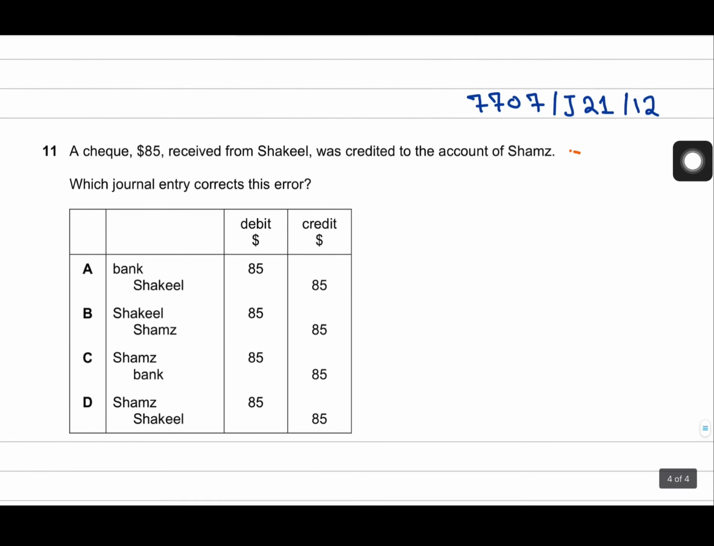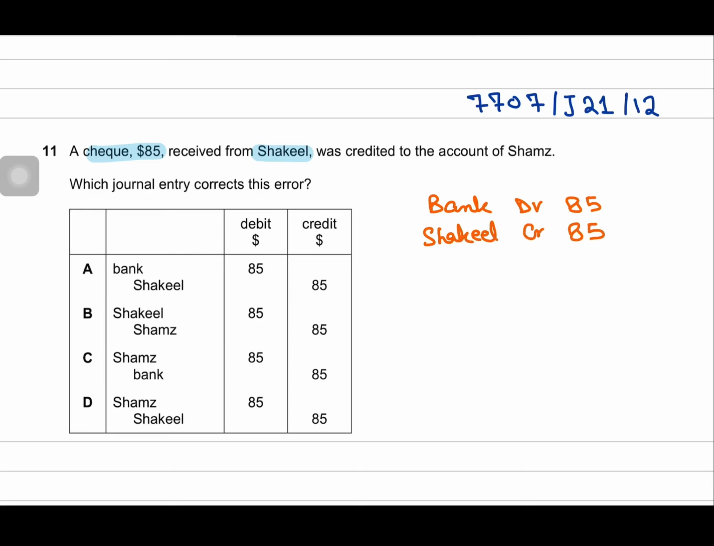This is from June 21, variant 12, a pretty easy question. It says that a check 85 received from Shakil. Okay, let's stop over here and think how this would have been recorded. A check 85 received from Shakil. So we are receiving a check. So this means that bank should have been debited with 85 and we are receiving from Shakil, so Shakil will be credited. Right? Assuming that Shakil is our customer, debtor, his account will be credited.